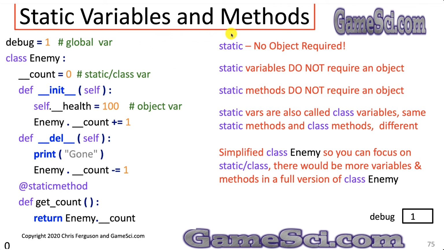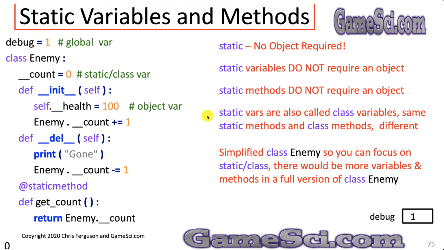Static variables and methods. Static, to put it simply, means no object required. That's the easy way to think about a static. No object required. Static variables do not require an object. They're created before the first object, and they can be accessed without an object. Static methods do not require an object. You can run a static method before you have created an object.